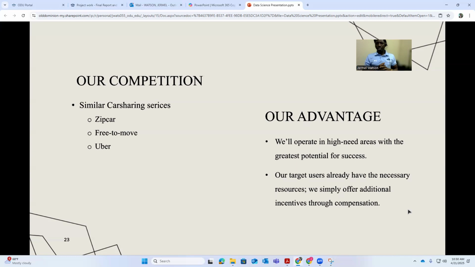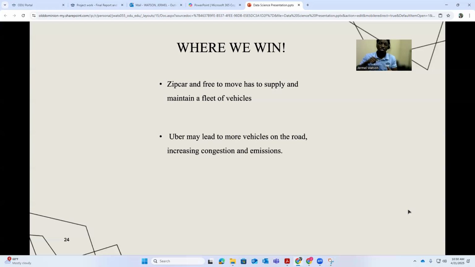But where we have the advantage is we'll operate in high need areas with the greatest potential for success. Our target users already have access to the resources, and we are simply offering additional incentives through compensation. Where we win: Zipcar and Free2Move have to deploy and maintain a fleet of vehicles, which would cost. And Uber, even though they say that they may reduce car ownership, they actually lead to more vehicles on the road, increasing congestion and emissions.